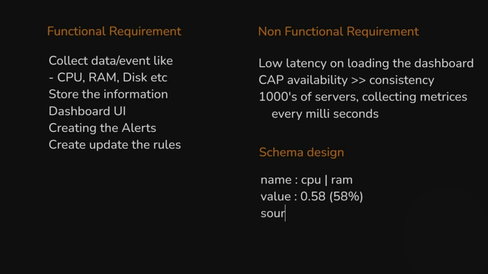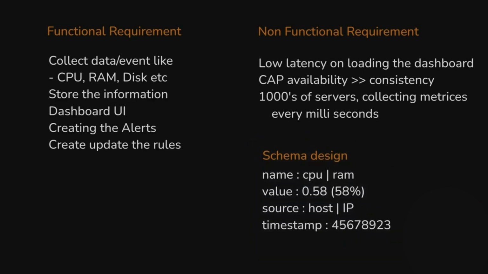What is the source of this data? We can have the host name or the IP address of the server. And another important attribute is the timestamp. Now this timestamp we can represent in the form of an epoch, for example 4, 5, 6, 7, 8, 9, 2, 3. Epoch is the number of milliseconds elapsed from 1st January 1970. Let me move this to the left.